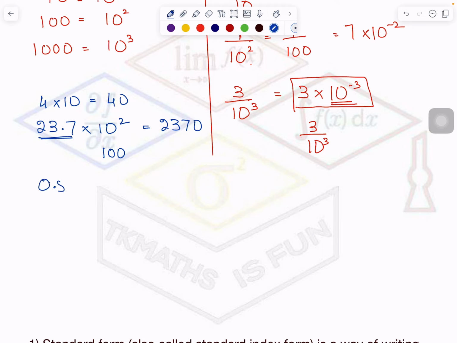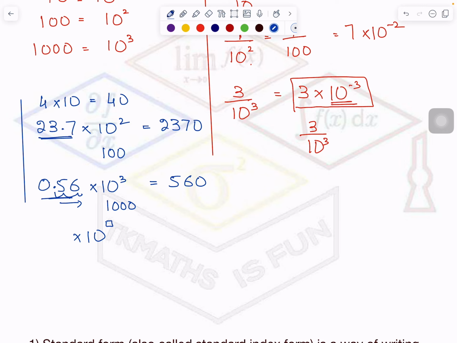Let's take another example. Suppose 0.56 multiplied by 10 power 3. Still it is positive 3, right? Which means 1000. So the decimal will move 3 places to the right. So what we have seen in these 3 examples is that when we multiply by 10 power a positive number, the decimal in the number will move to the right.